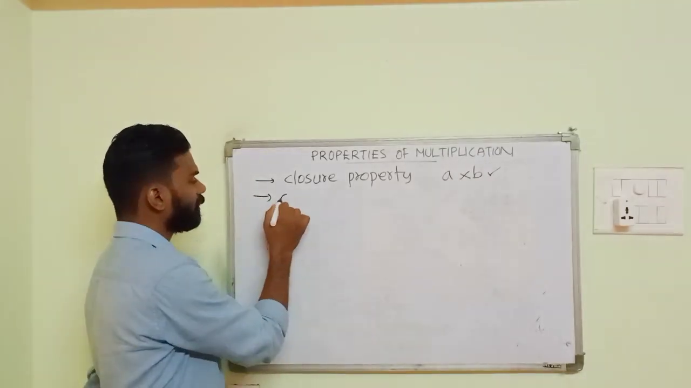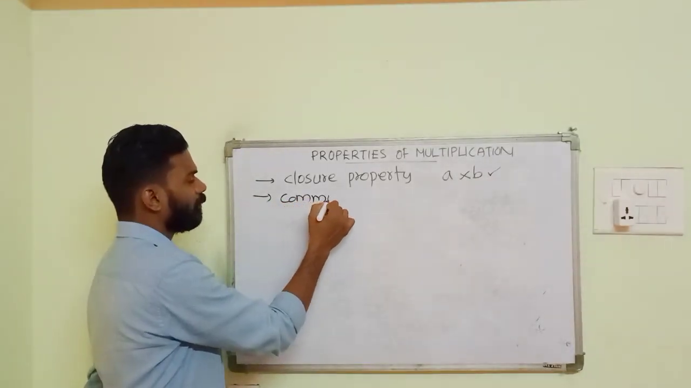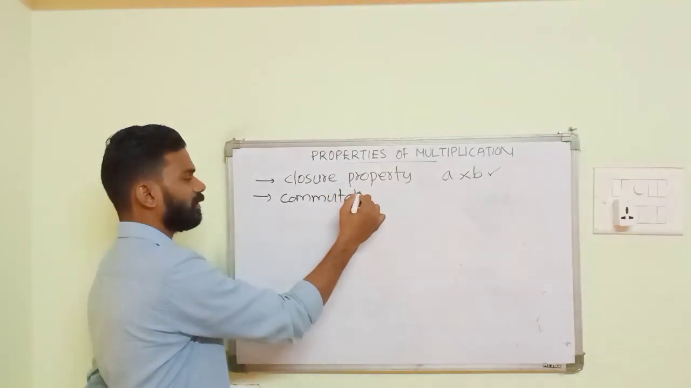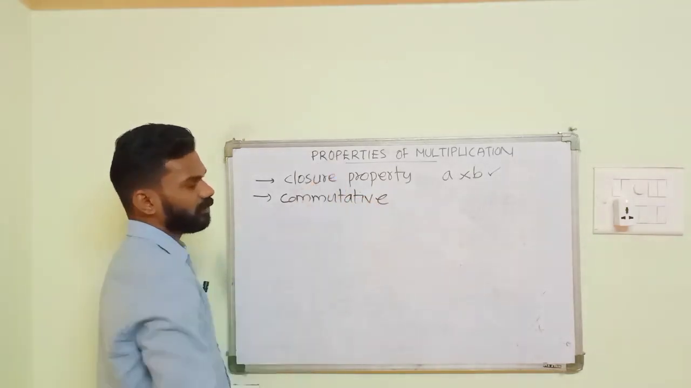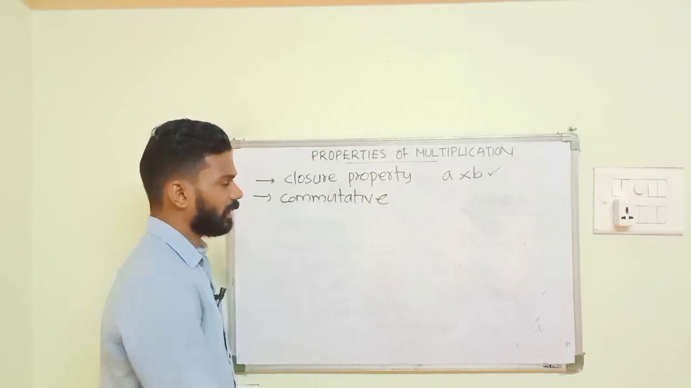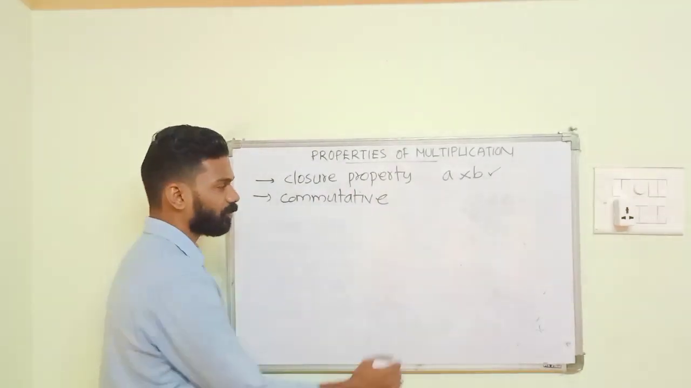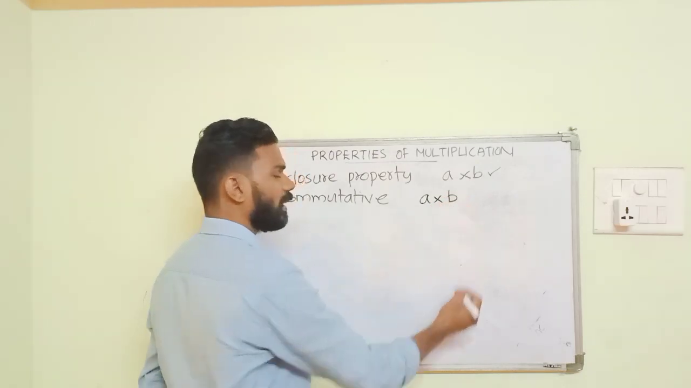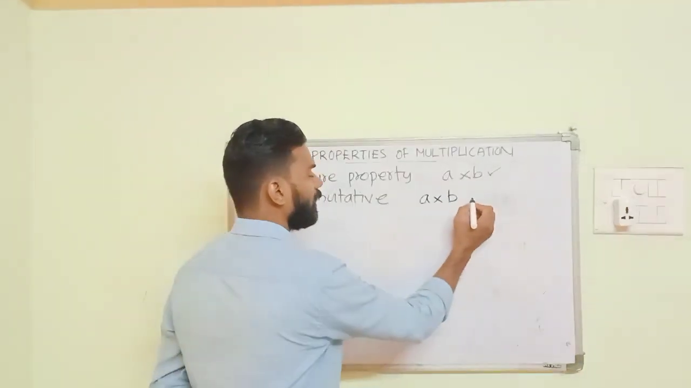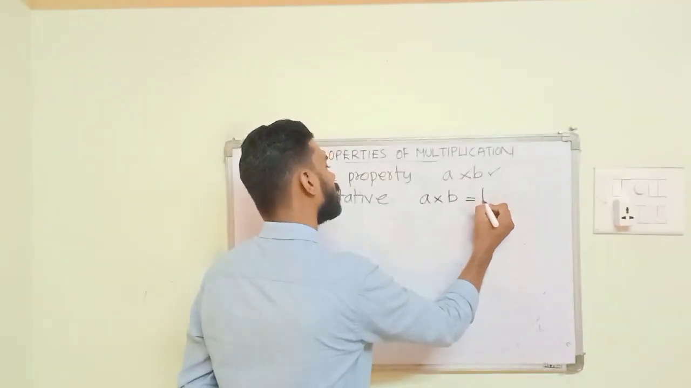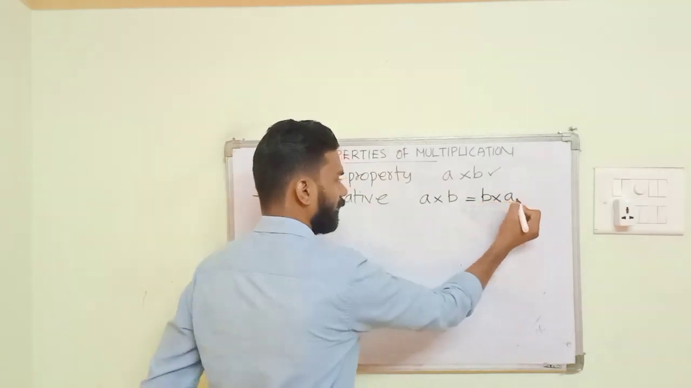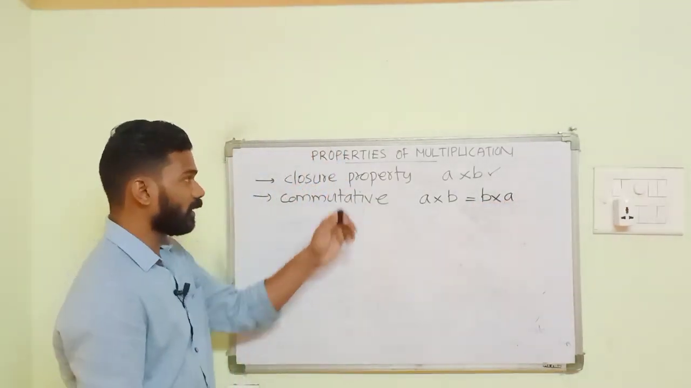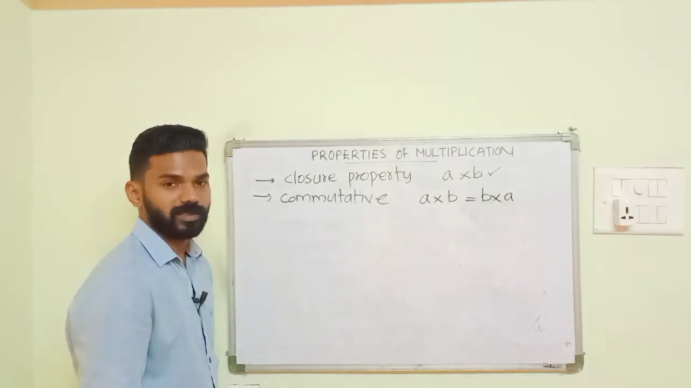Then we discussed the commutative property in the case of multiplication. According to this commutative property, if A and B are two whole numbers, then A into B will be equal to B into A. Clear? This is called the commutative property.